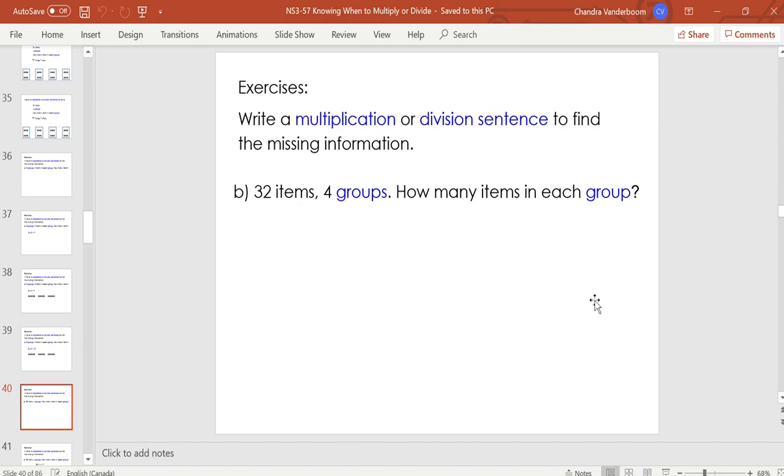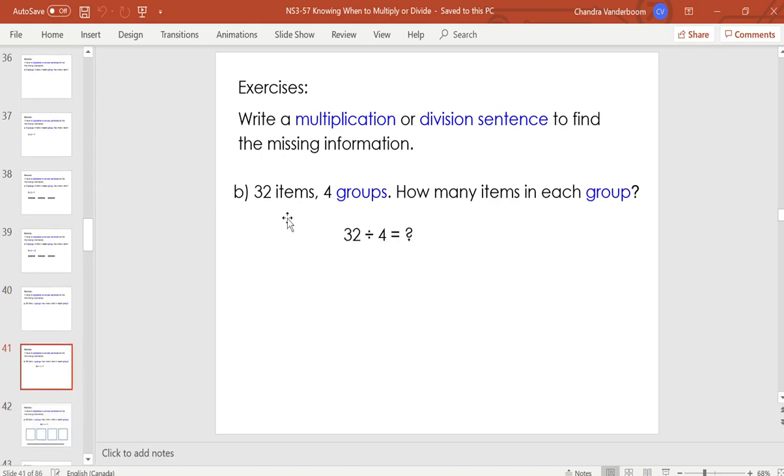So if we have 32 items and 4 groups, how many items are in each group? So again, the first thing we want to know, do we know our total items? Yes, we do. We know we have 32 items altogether. Whenever we know our total items, we always do division. So let's make a division sentence. 32 items altogether divided into 4 groups equals how many items in each group?